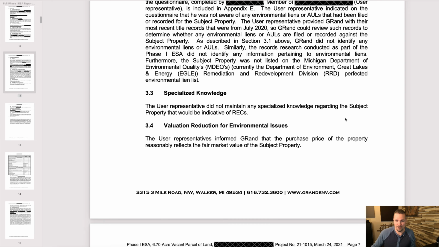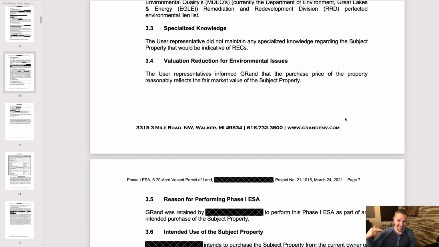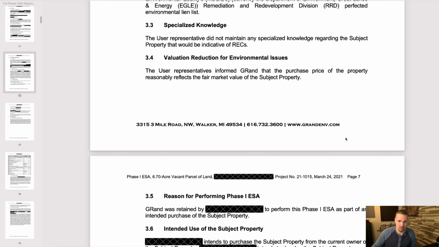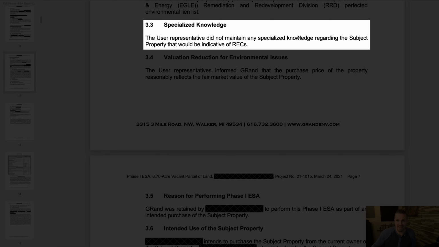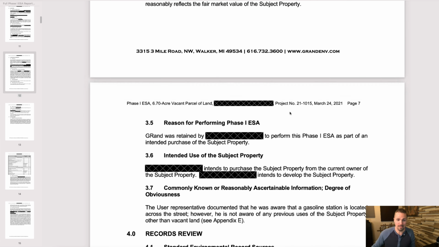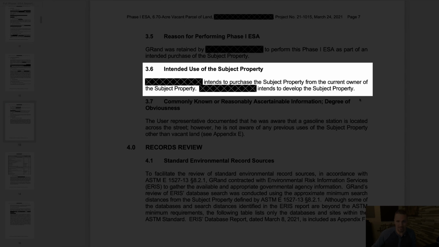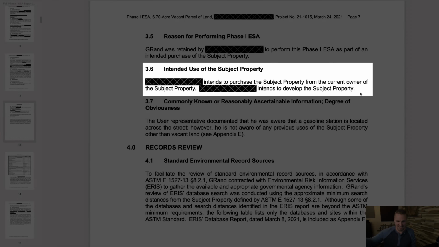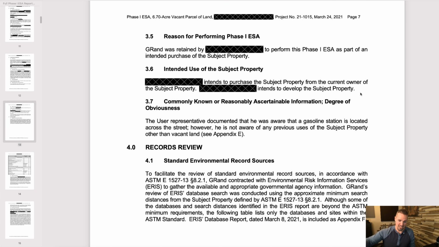And as we keep moving down here, they also did a questionnaire that I had to answer and the current owner had to answer. So they mention some of that stuff here as well, where they say the user representative did not maintain any specialized knowledge regarding the subject property. So basically, the questions they asked me and the seller, we didn't have any issues to point out in terms of what the property was currently being used for, or past uses and past known uses of the property. And then it explains what the intended use of the property is. And sometimes that can be an issue, say, if the intended use is going to be something that will be an issue with the known recs on the property. But again, that's not really an issue here at all because there were no recs.